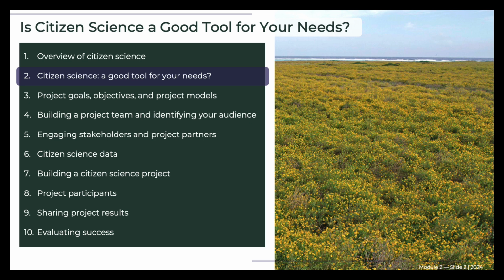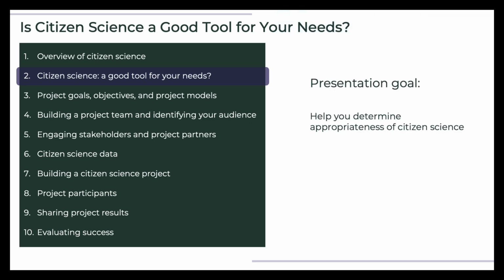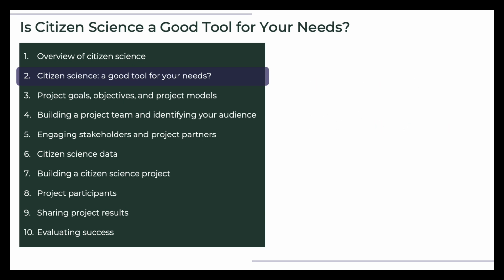Module 1 provided an overview of citizen science, its scope, breadth, and impacts. The goal of this module is to help you determine when citizen science can be an appropriate tool for achieving scientific and resource management objectives for parks, forests, grasslands, refuges, or similar lands or waters, and it fits within our 10-part series here.